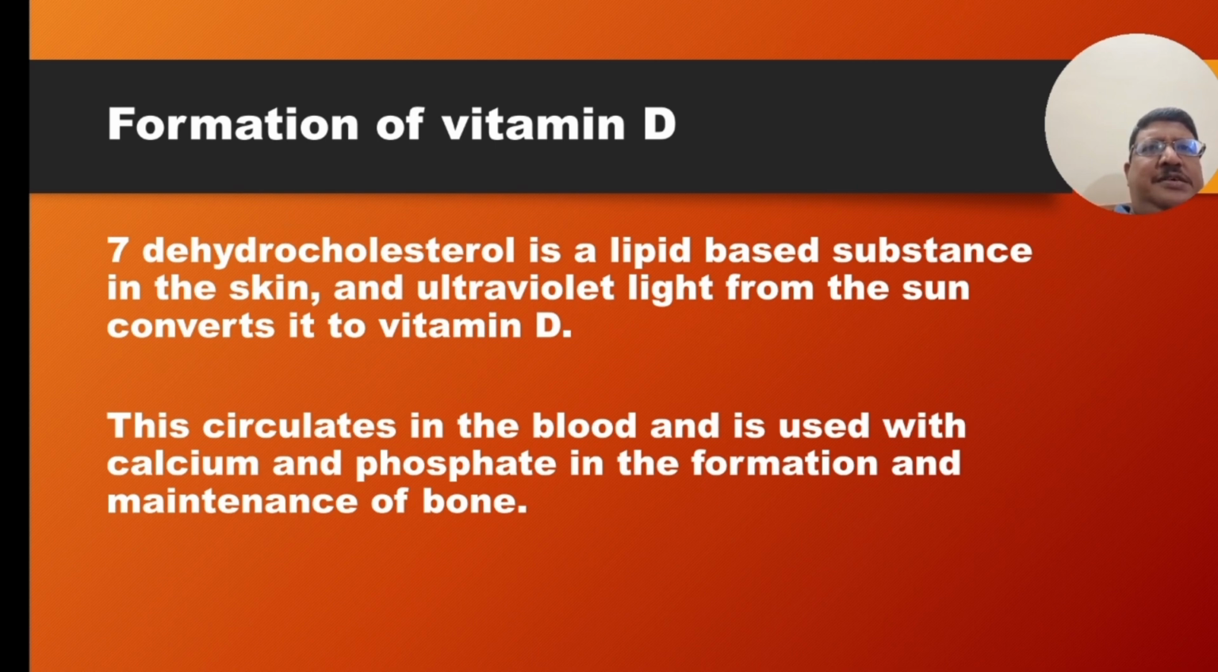Formation of vitamin D. 7-dehydrocholesterol is a lipid-based substance in the skin, and ultraviolet light from the sun converts it into vitamin D. This circulates in the blood and is used with calcium and phosphate in the formation and maintenance of bone.